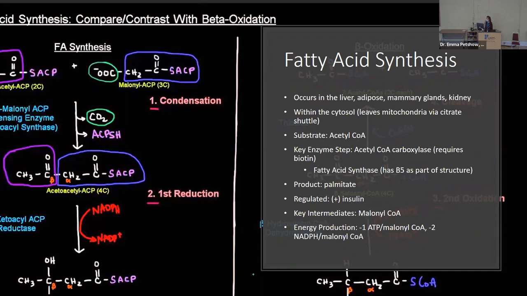Your product is going to be palmitate or any fatty acid, but we'll use palmitate for our example. It's regulated by insulin. And your key intermediate here is going to be malonyl-CoA. So we see here, we have our fatty acid synthesis. We have acetyl over here. We have malonyl over here.